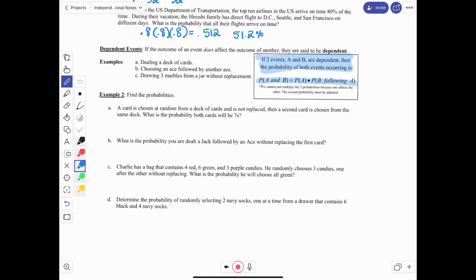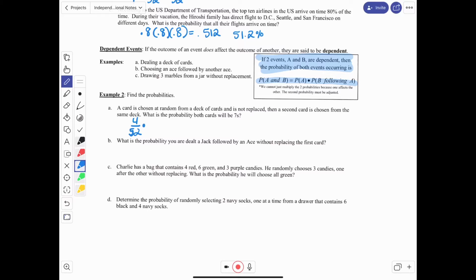So a card is chosen at random from a deck of cards and is not replaced, and a second card is chosen from the same deck. What's the probability both cards will be 7s? Okay, so first of all, there's 4 7s in a deck of cards. So the probability that our first card is a 7 is 4 out of 52.